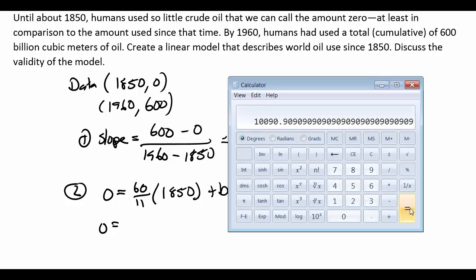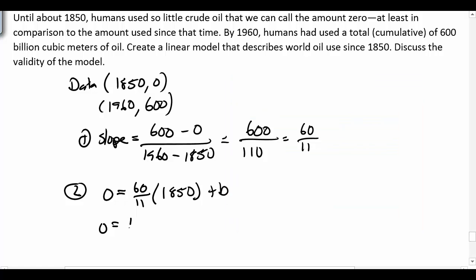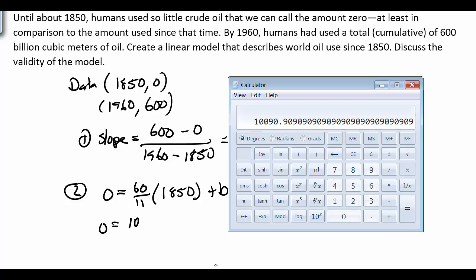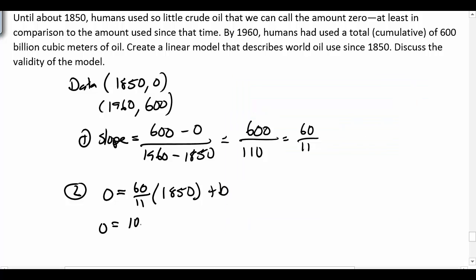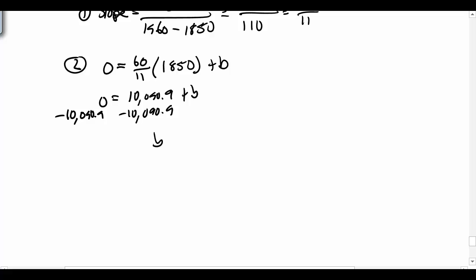Sorry, that number was 10,090.9. So 0 equals 10,090.9 plus b. We're going to subtract that number from both sides, and I get b to equal negative 10,090.9. I drop zeros all over the place here.